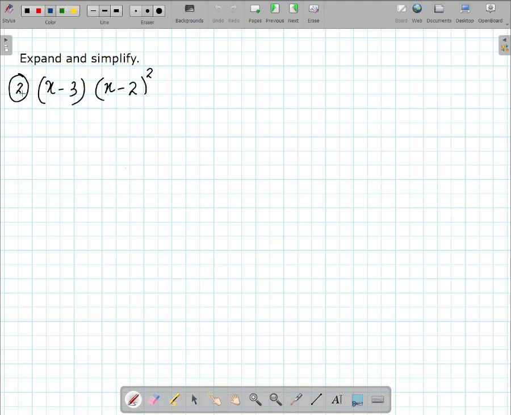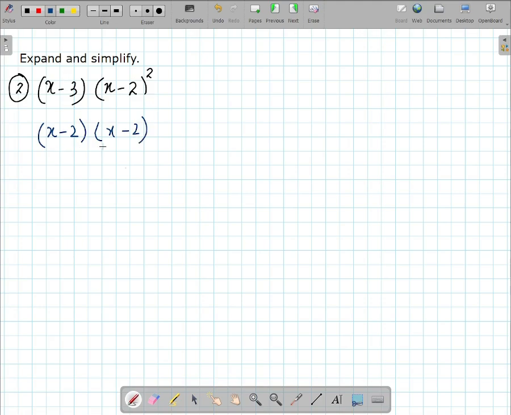Okay, example number 2, that is x minus 3 times x minus 2 whole thing to the power 2. So what I'm going to do is I'm going to do this x minus 2 whole thing to the power 2 first and multiply by this x minus 3 bracket. Okay, I'm going to write x minus 2 to the power 2 means x minus 2 times x minus 2.